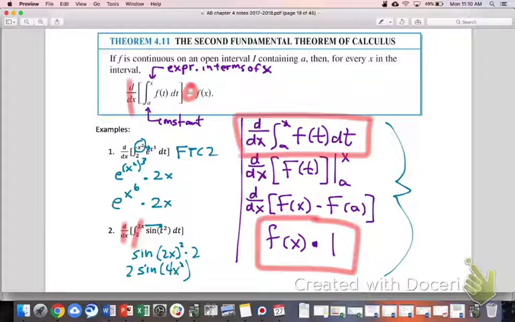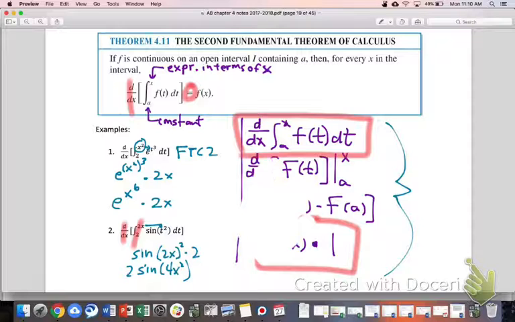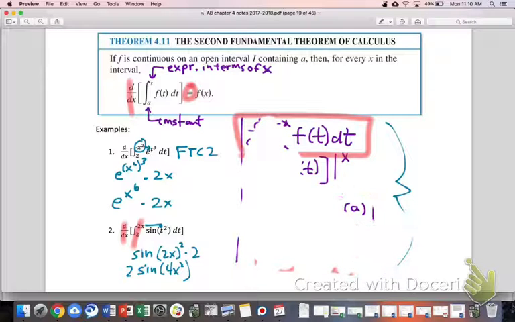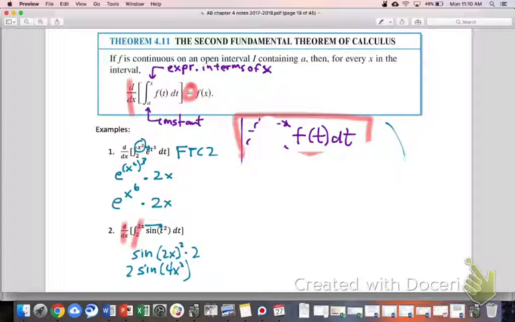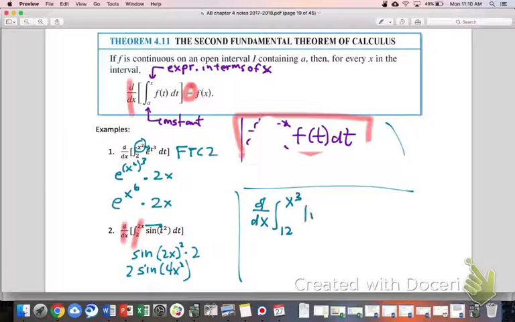We got like 2 minutes here. Can I just do one more really quick, just to see how you guys are doing with this? So try this one. So really the key is to recognize FTC2, use the trick. So let's try this one. d dx of the integral from 12 to x cubed of natural log of t dt.